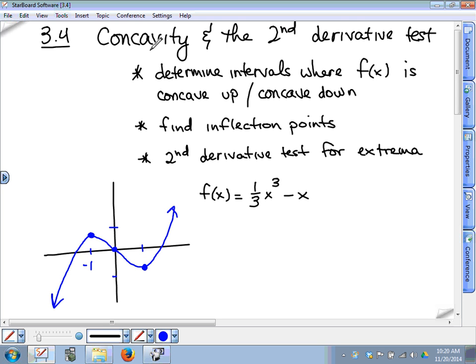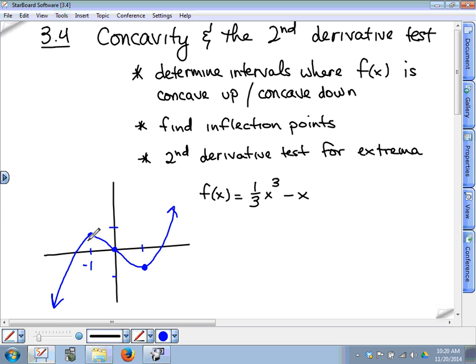There's another idea called concavity that talks about how the graph is curving, whether the graph is curving down or whether the graph is curving up. You can think about this like a smiley face or a frowny face. This interval right here, would you call that curving downward or curving upward? If you had to describe this as concave down or concave up, what do you think it would be described as?